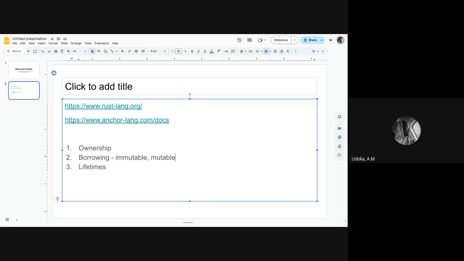The next thing we're going to be looking at is lifetimes. Lifetimes basically ensure that references are valid for as long as they are needed.